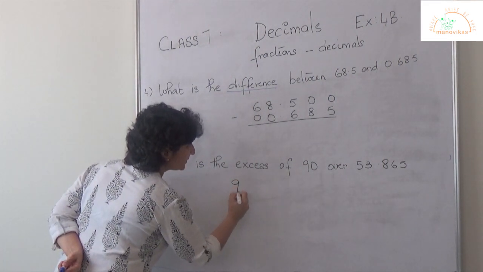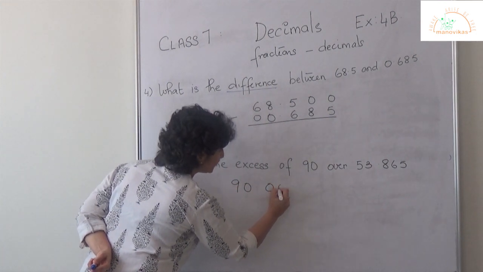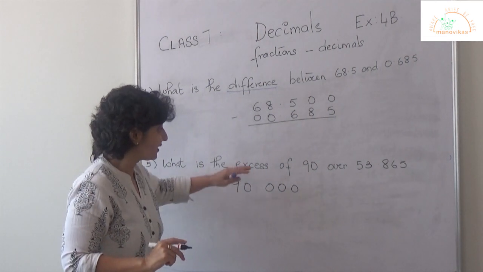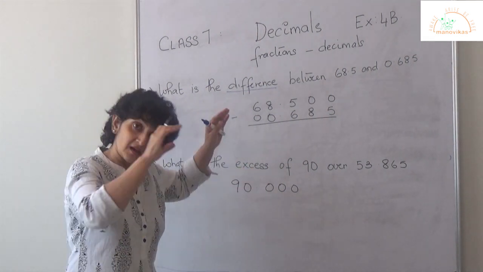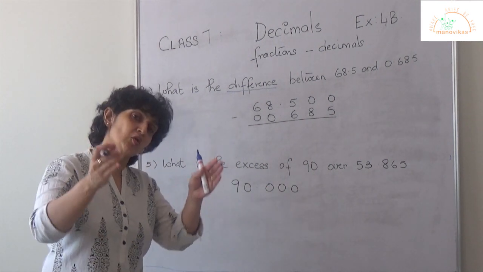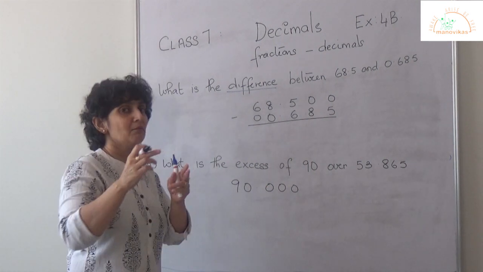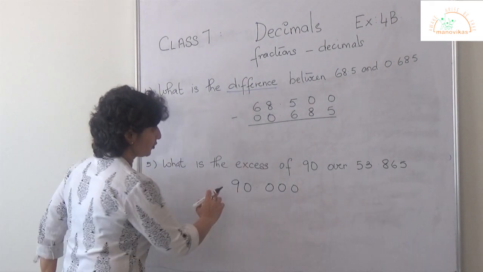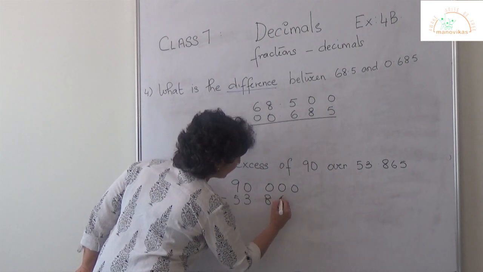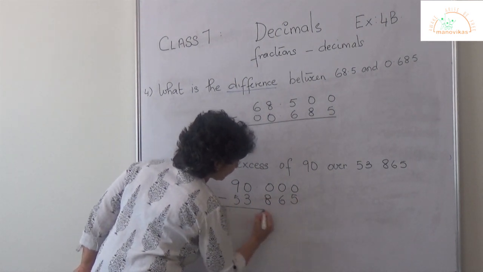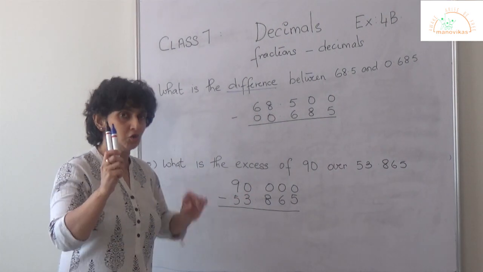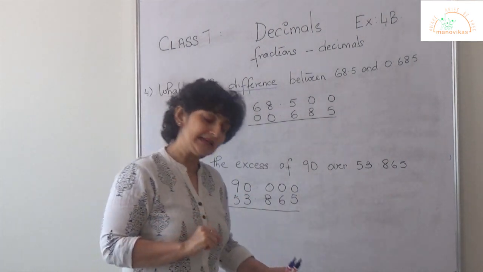Here we have 90.123. Another thing, children, always remember your greater number comes on top and the smaller number will come below. It is always the greater number minus the smaller number. So 90 minus 53.865. I'm sure you know how to solve. So I'm not going to do this for you. You will work it out. Let's go to the next slide.